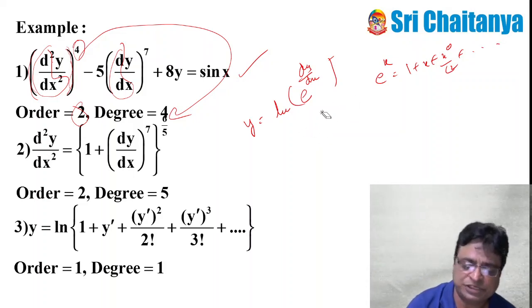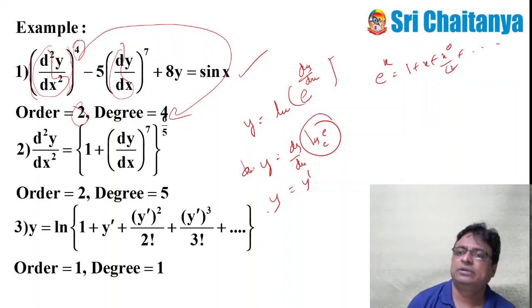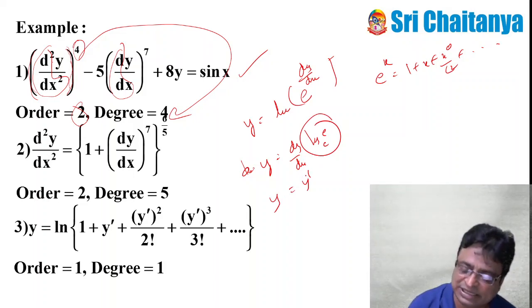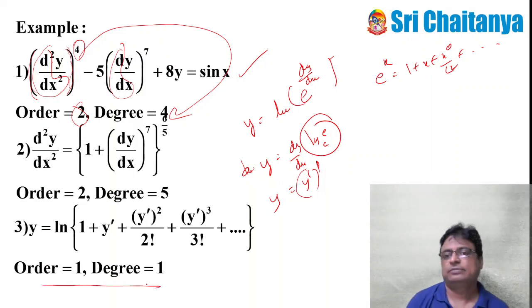So the term in the bracket of the logarithm is nothing but e power dy by dx. If I take log, y equals dy by dx times log e base e, which becomes 1, so this is y dash. So y dash is equal to y. Here the order is 1 and the degree is also 1, because the power of y dash, which is dy by dx, is 1. So degree is 1 and order is 1.